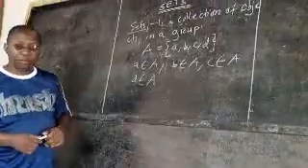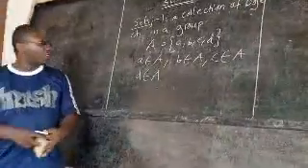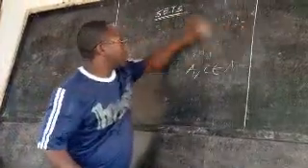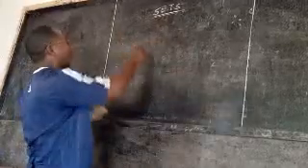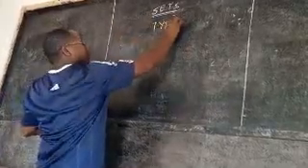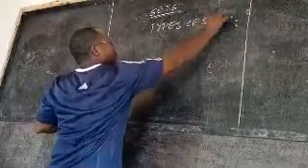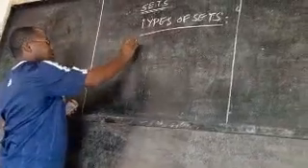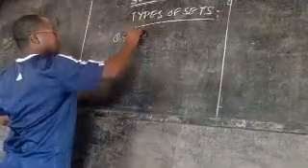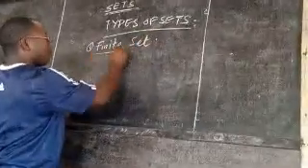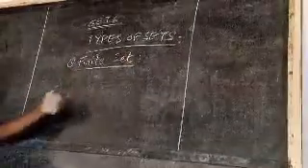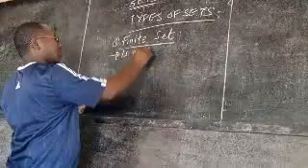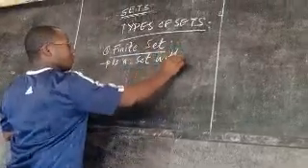But we have types of sets. Let us see the types of sets. We have three main types of sets. The first type we have is a finite set. Simple definition: a finite set is a set with an end.